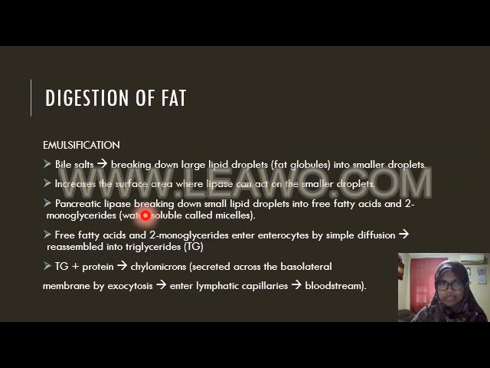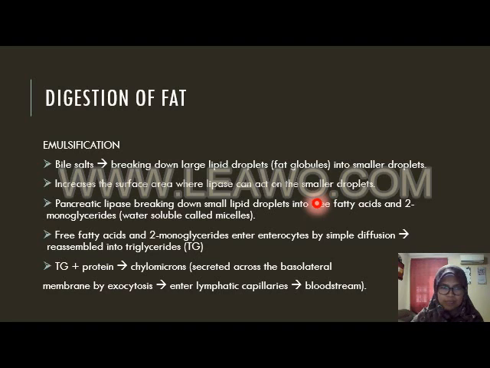And now we're moving into the digestion of fat. One of the important steps in the digestion of fat is emulsification. This refers to the bile salts breaking down the large lipid droplets into smaller droplets. Basically, we need to increase the surface area to optimize the digestion. So the one large lipid droplet needs to be broken down into smaller droplets, and this is performed with the presence of bile salts. It increases the surface area where lipase can act on the smaller droplets.